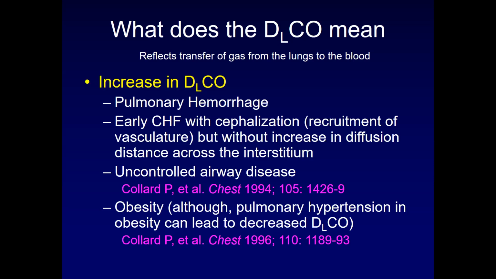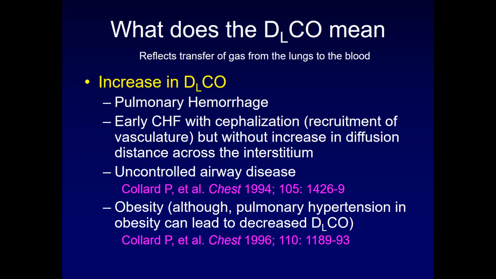You can see an increased diffusion capacity in very early congestive heart failure if you have cephalization and recruitment of vasculature without increase in diffusion distance across the interstitium. Uncontrolled airway disease can actually increase the diffusion capacity. When an individual is having an airway disease exacerbation, they'll generate significant force to try to move air in and out of the lung. When they do that, they have to create a more negative pressure inside the chest, and that negative pressure will draw blood into the heart and into the lungs. When that happens, there's more blood in the chest for carbon monoxide to glom onto, which basically will increase the diffusion capacity.